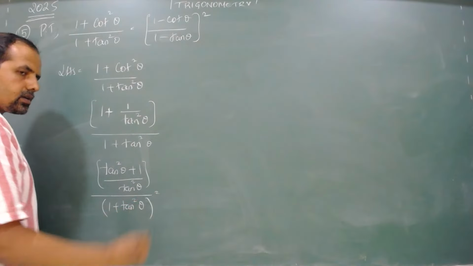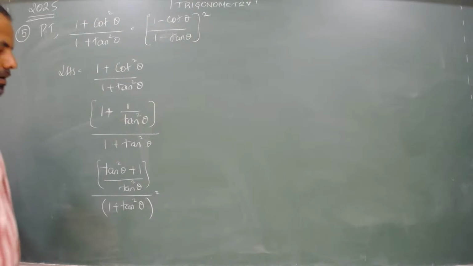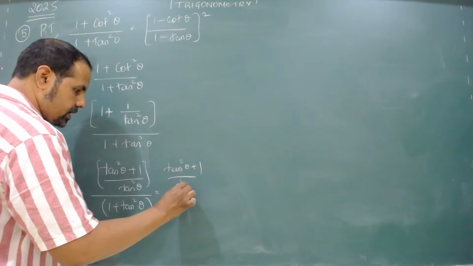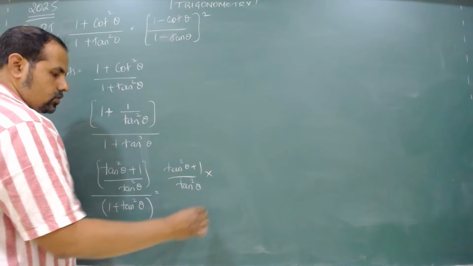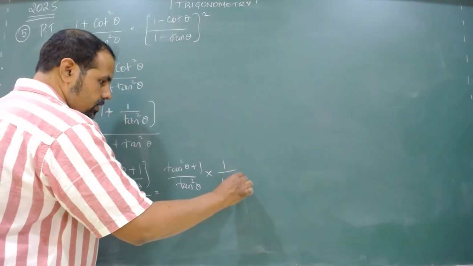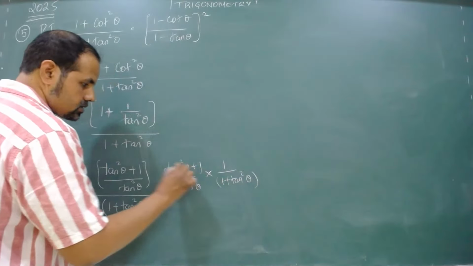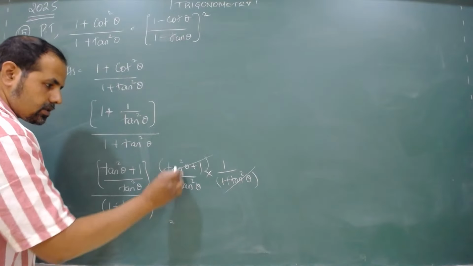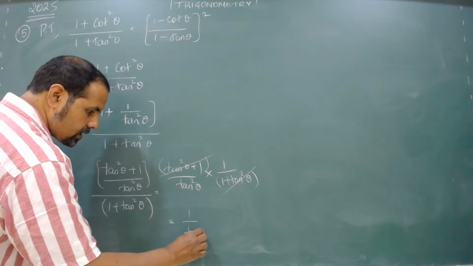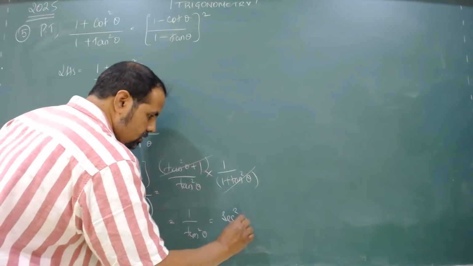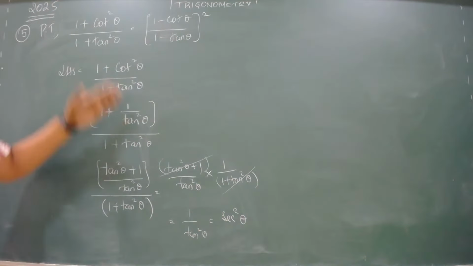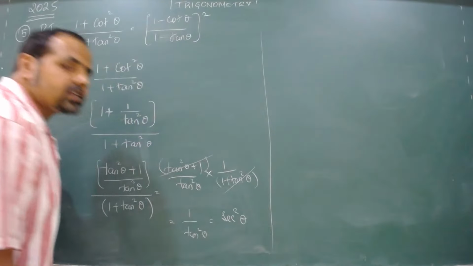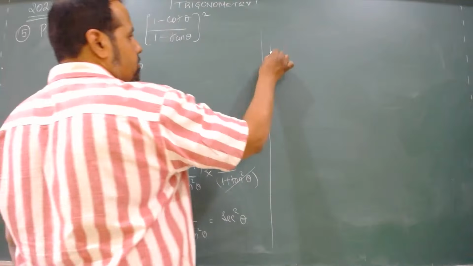Now observe, we can rewrite this as tan square theta plus 1 divided by tan square theta, into 1 by 1 plus tan square theta. So 1 plus tan square theta and 1 plus tan square theta can be cancelled. What is left is 1 by tan square theta, nothing but cot square theta. My left hand side is giving me only cot square theta, which indicates that simultaneously I have to prove the right hand side.